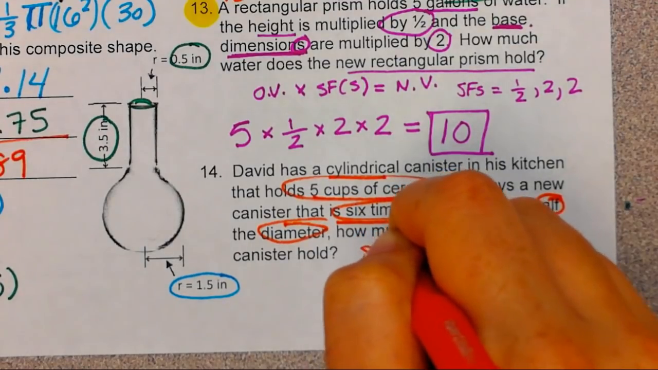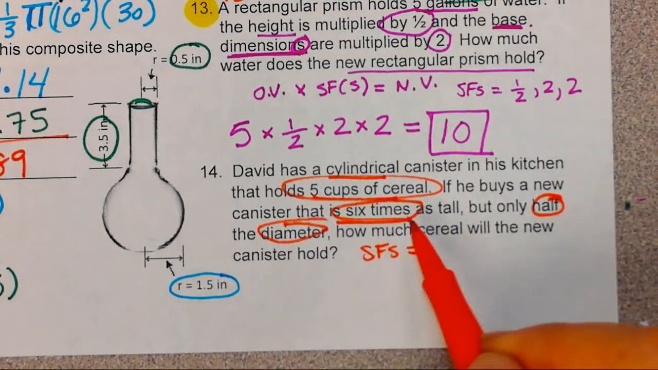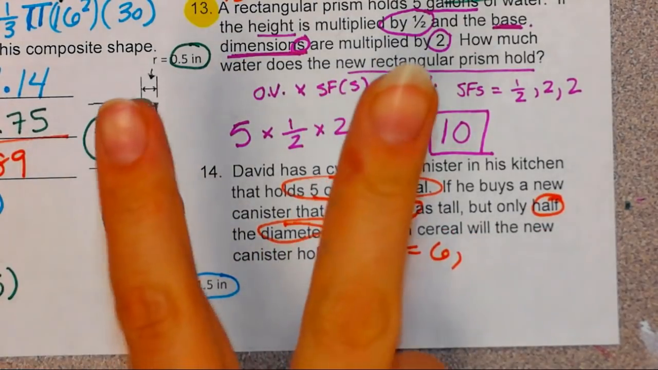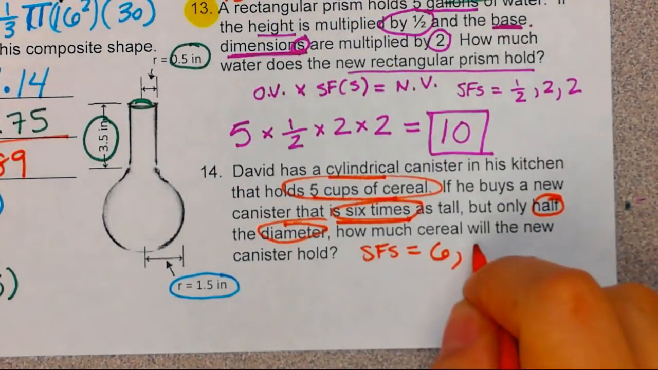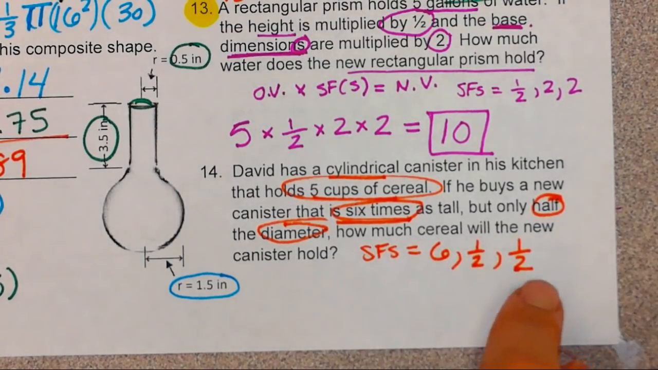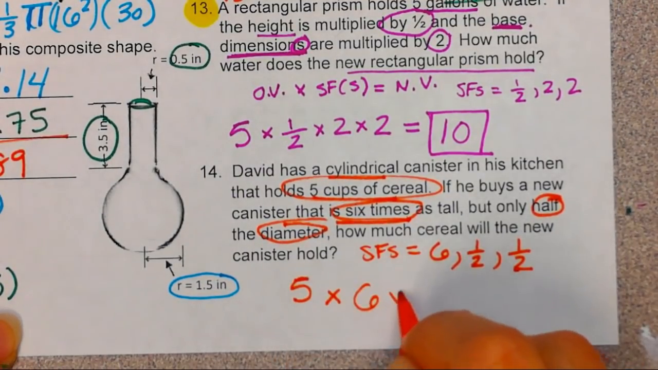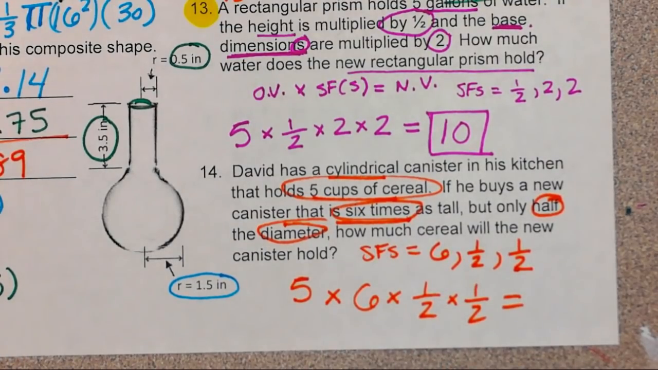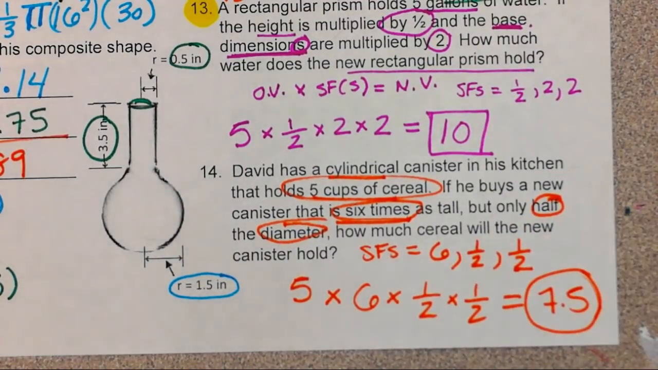The scale factors here, there are always going to be 3 of them. The height is 1 scale factor, that's 6. The diameter contains 2 scale factors because it's a radius and then another radius. So that's going to be a half and another half, one for each radius. Then we multiply 5 times 6 times a half times a half, and that gives us 7.5 for our new volume.